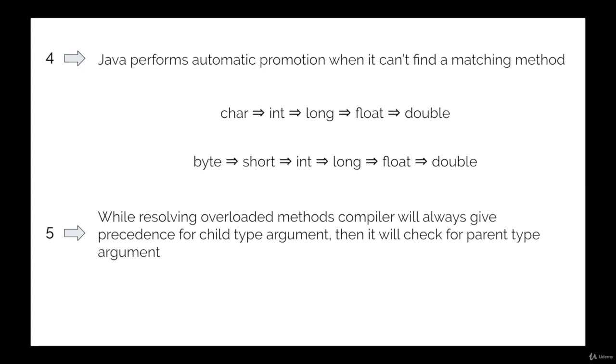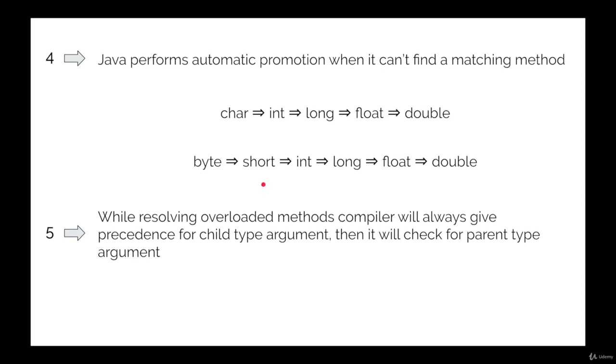The next rule says, while resolving overloaded methods, the compiler will always give precedence to the child type argument, then it will check for the parent type argument. So what does this mean? Whenever you have overloaded a method, and there are two versions of the method, one has the parent type of the argument and another has the child type of the argument. Now both are a match for this particular method call. In that case, the compiler will always prefer the child type of the argument and not the parent type.